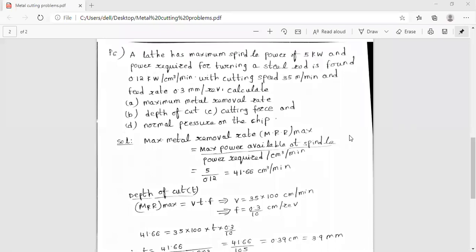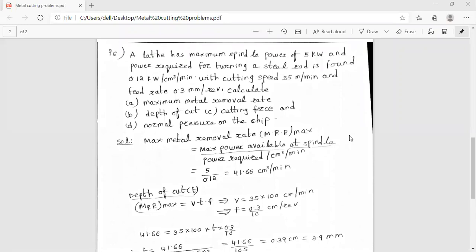So what is the second one? Depth of cut. You just note it down. I'll be giving you time. So what is the depth of cut? It is given in terms of MRR max, the maximum metal removal rate.